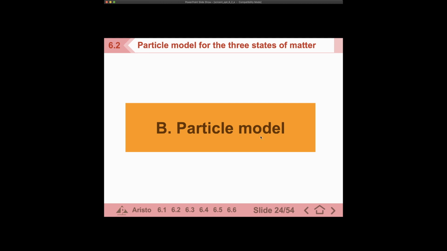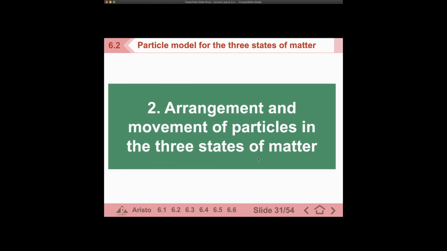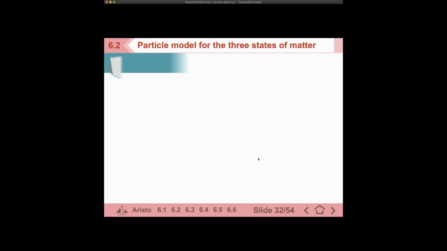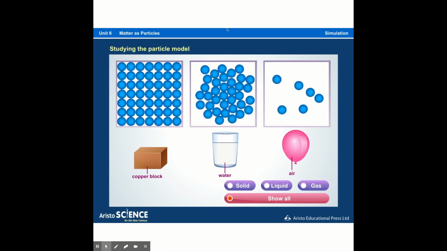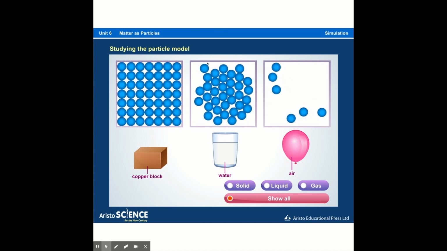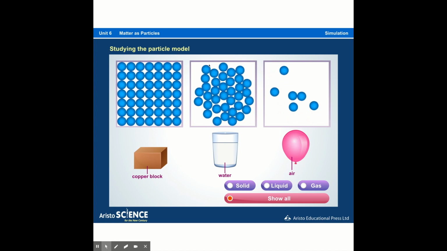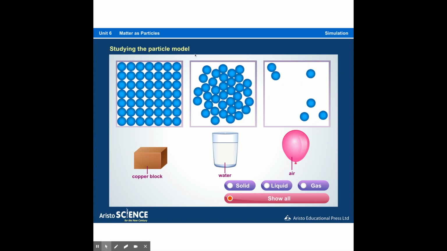Then it is about the particle model. To begin with, I would like to play the video first. This is about a simulation. This is a simulation of solid, liquid, and gas in the particle model.